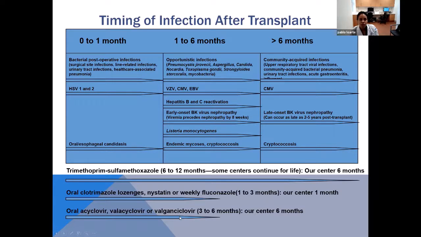If neither the donor nor the recipient have ever seen CMV and they're both negative, then we do not give Valcyte because they don't need CMV prophylaxis. They need HSV prophylaxis, so they get acyclovir for HSV prophylaxis for 3 months.